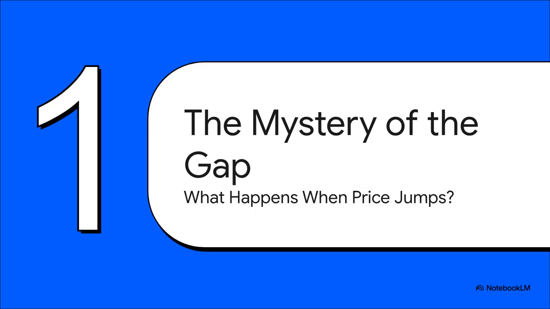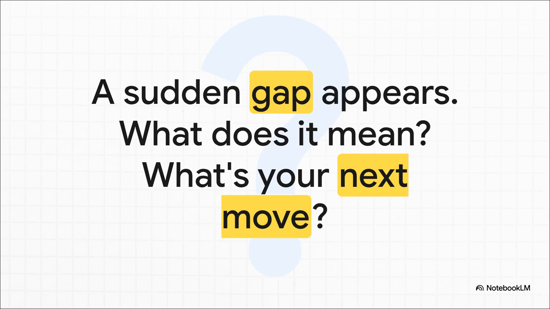So, let's start with that mystery, that empty space on your chart. It's a gap, right? A sudden jump where price moves from one level to another almost instantly. This usually happens because of some high-impact news event or right at a session open. So picture this. You're watching the market, everything's moving along, and then bam, a huge gap opens up.